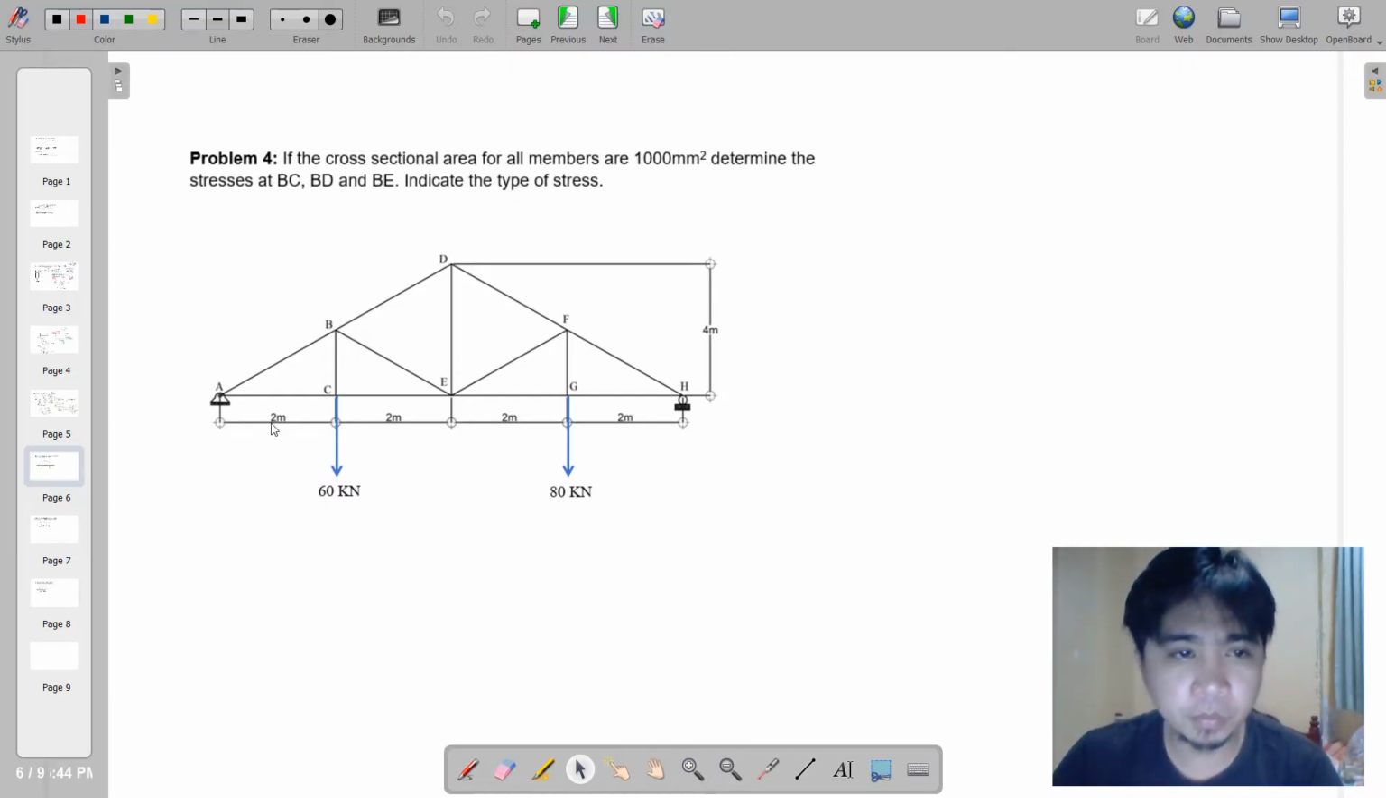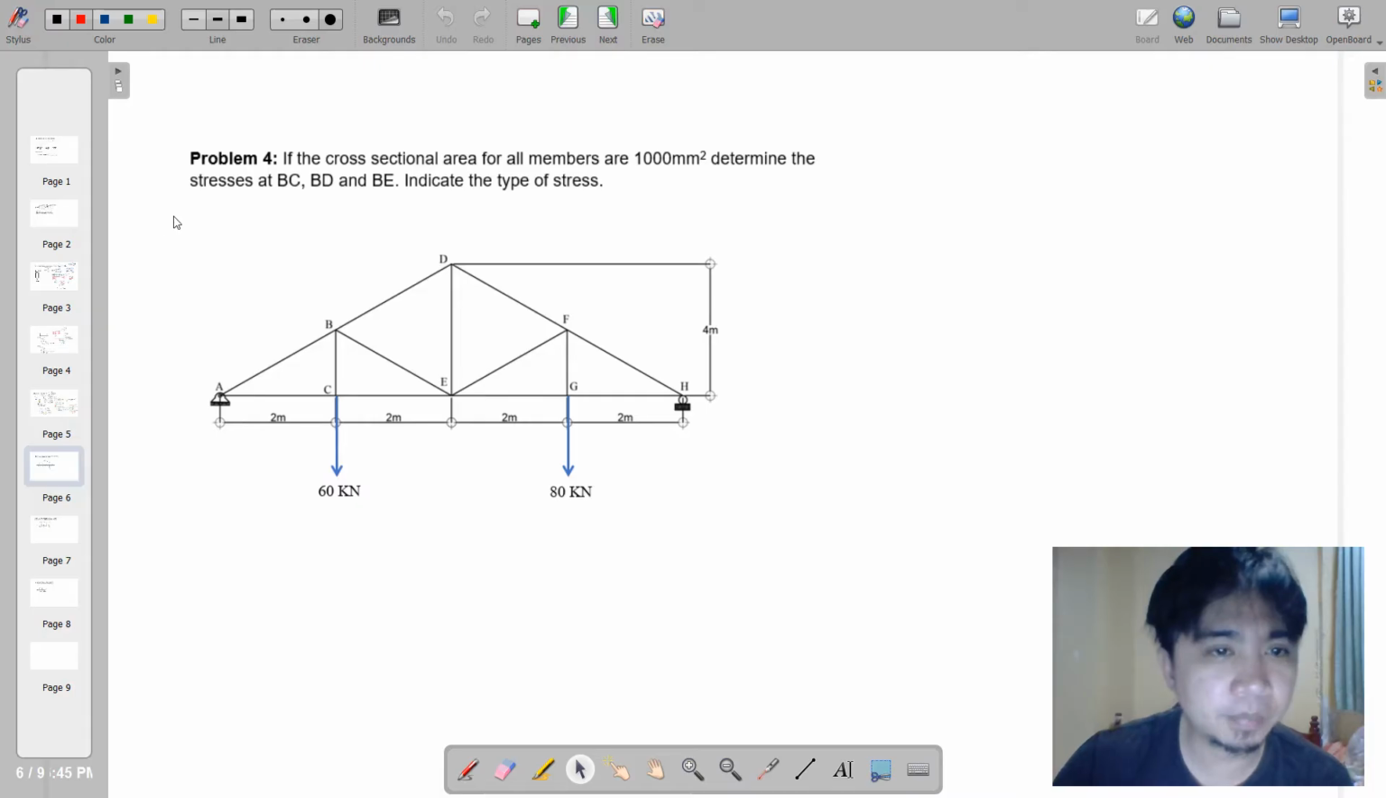So in this problem, we need to go over the method of analysis in order to come up with the internal forces of BC, BD, and BE. Then we'll just have to consider the cross-sectional area to solve for the stresses. For the first step, perhaps you can do it by method of sections or method of joints.